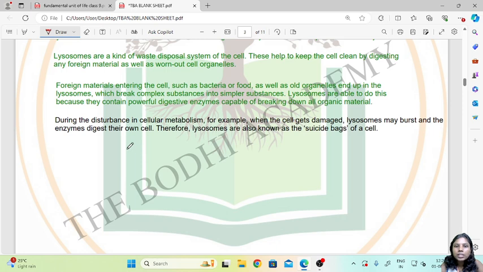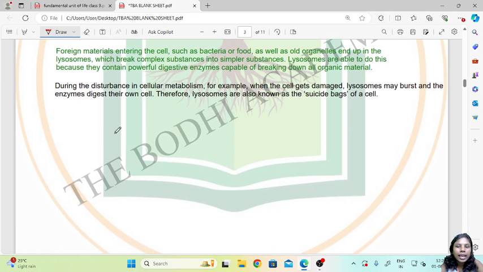Now lysosomes are also known as the suicide bags of cells. So we will see why they are known as suicide bags of a cell. During a disturbance in cellular metabolism, for example, when the cell gets damaged, the lysosomes may burst and the enzymes digest their own cells. Therefore, lysosomes are also known as suicide bags of a cell.